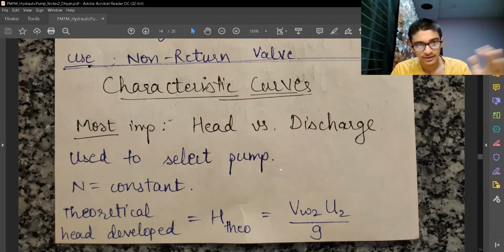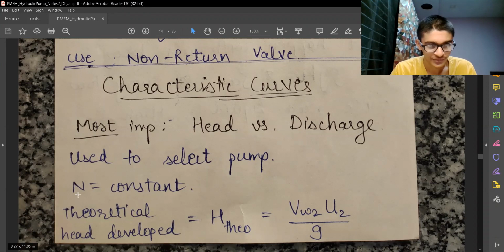So there are different characteristics or performance curves available, which, when we are going to buy the pump, and those head versus discharge curves are going to be helpful to select what kind of pump we can use, because we'll know what is the discharge required in my situation and what is the head gain which is required in my situation. So using those curves, we can select which is the best pump or which is having the highest efficiency at required head and discharge.